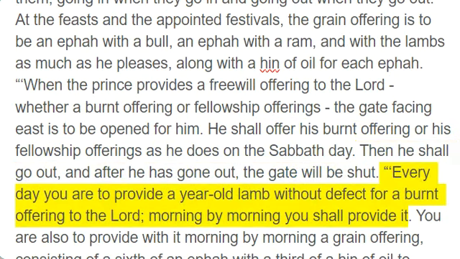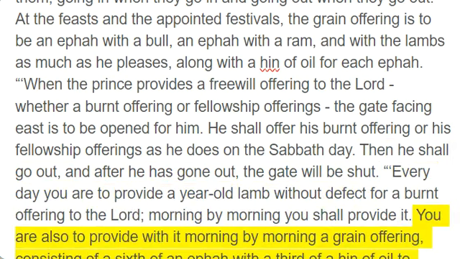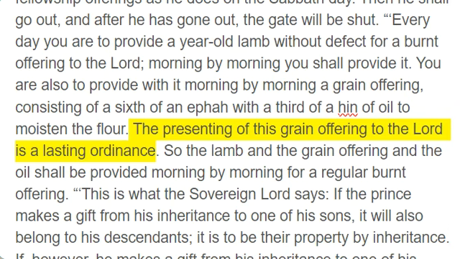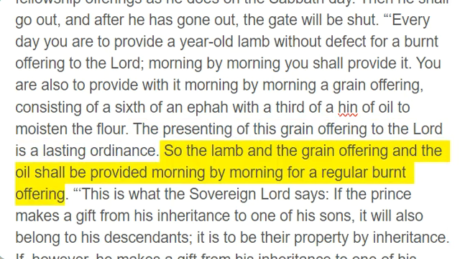Every day you are to provide a year-old lamb without defect for a burnt offering to the Lord, morning by morning you shall provide it. You are also to provide with it morning by morning a grain offering, consisting of 1/6 of an ephah with 1/3 of a hin of oil to moisten the flour. The presenting of this grain offering to the Lord is a lasting ordinance. So the lamb and the grain offering and the oil shall be provided morning by morning for a regular burnt offering.